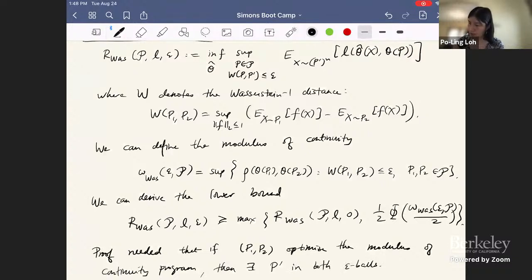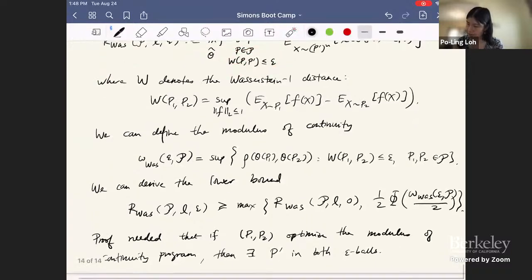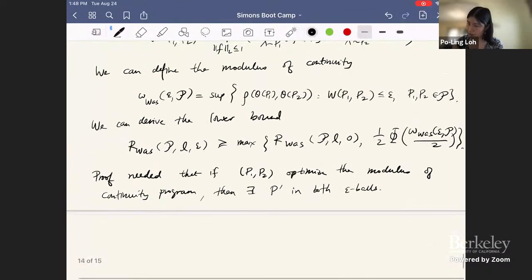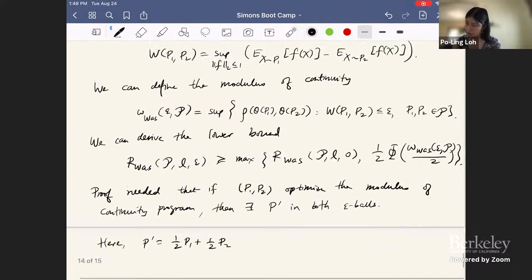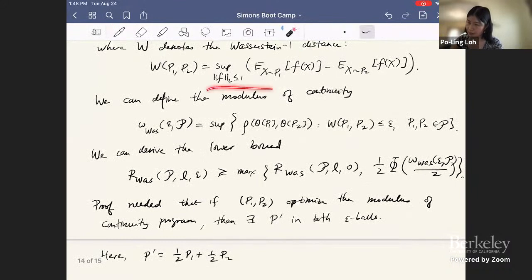Okay, so here we are looking in terms of the Wasserstein epsilon contamination ball. And it turns out that in this case, it's very simple actually. Here for Wasserstein distance, P prime equals 1/2 P1 plus 1/2 P2 actually works. The mixture just works. And this comes from the duality form of Wasserstein distance, and you can just plug in what happens when you look at a mixture.